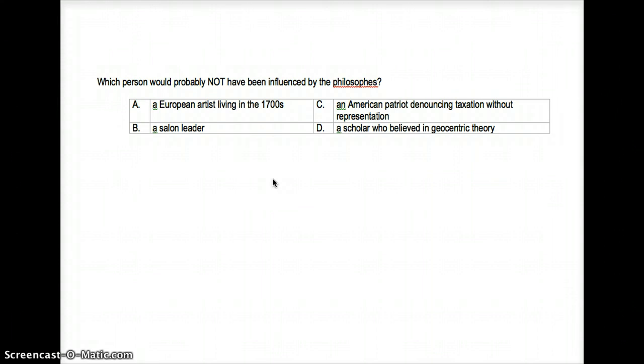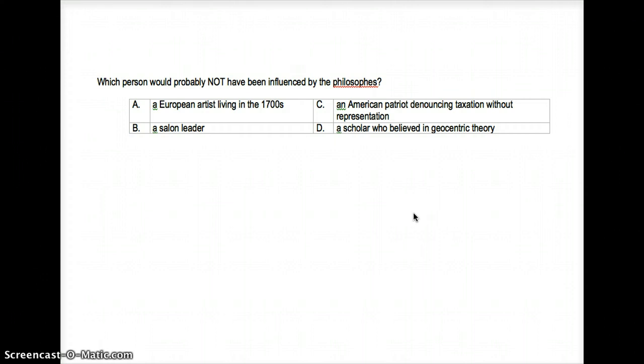So I've taken this one particular question from chapter 6, I believe, which is about the Enlightenment era. And I'm going to show you what you would do with this particular question should you have missed it on the test. The question reads, which person would probably not have been influenced by the philosophers? The correct answer should be D as in David, which says a scholar who believed in geocentric theory.